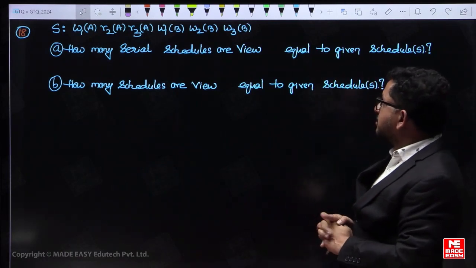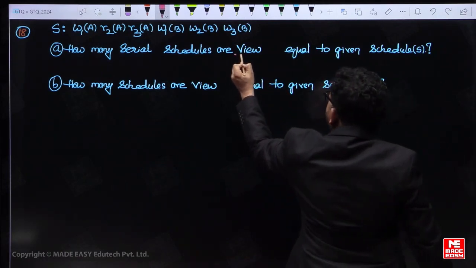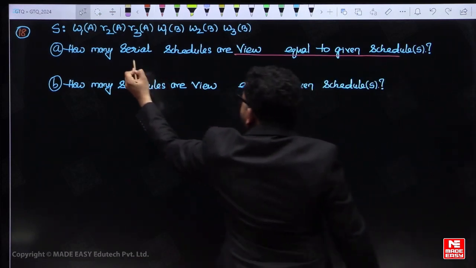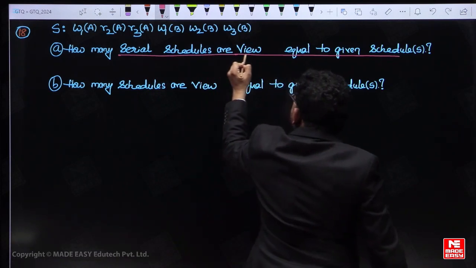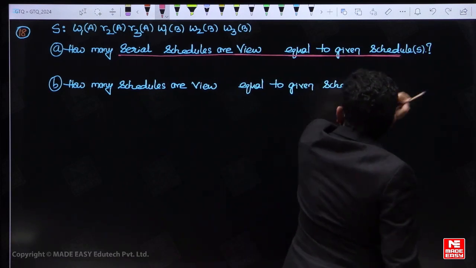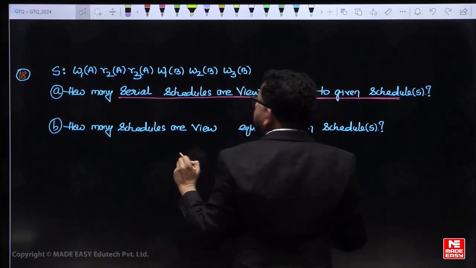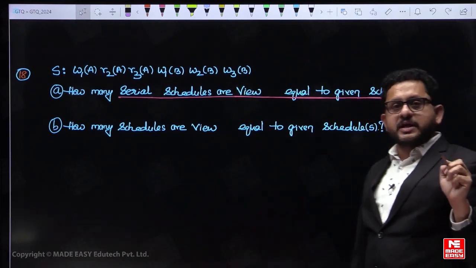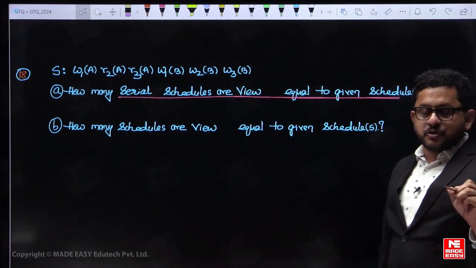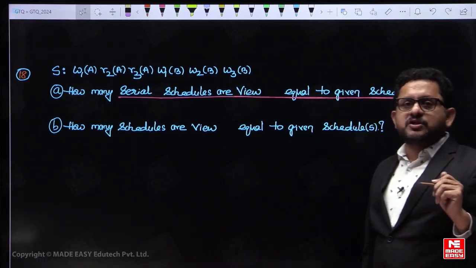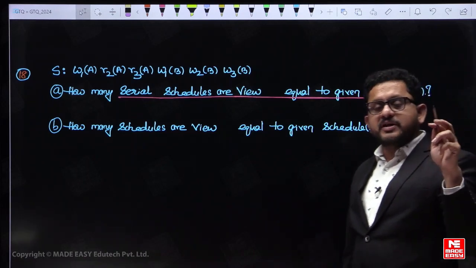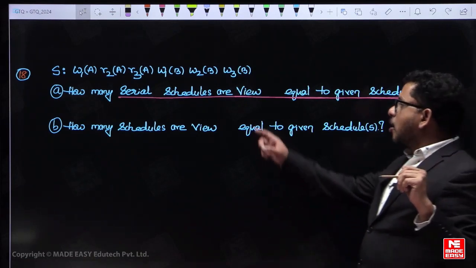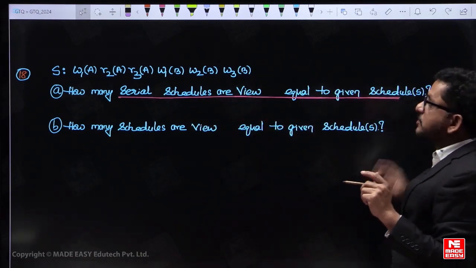Similar to the second question, we need to compute the view equal serial schedules: how many serial schedules are view equal to the given schedule. That means, without violating the view equality conditions, the initial reads of both schedules should be the same, the updated reads of both schedules must be the same, and the final writes of both schedules must be the same. Without affecting initial read, updated read, and final write, how many serials are view equal to the given schedule?